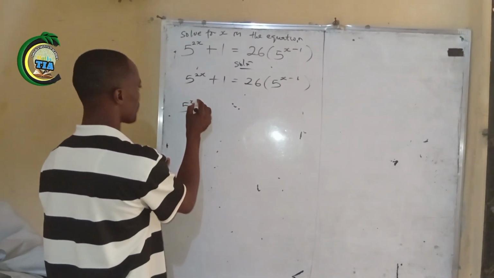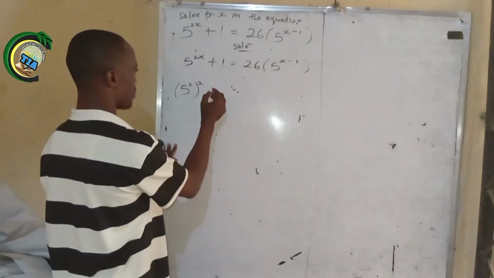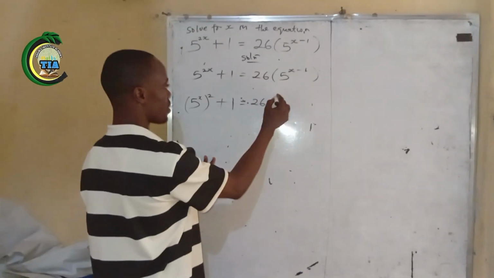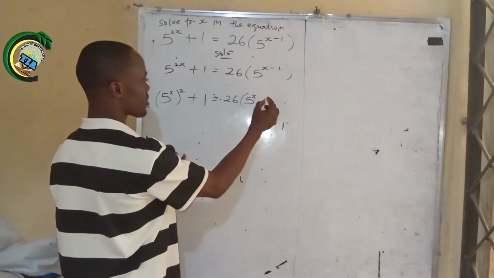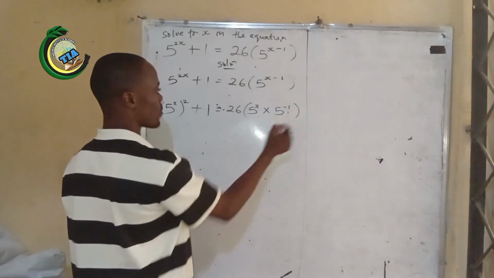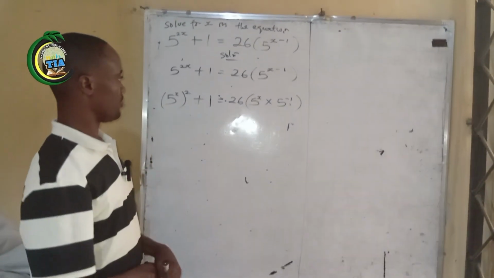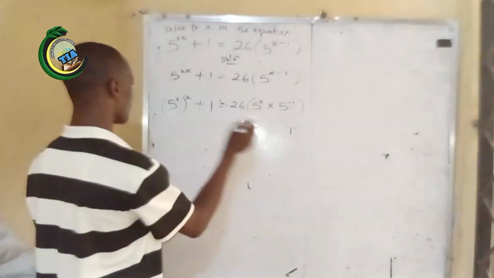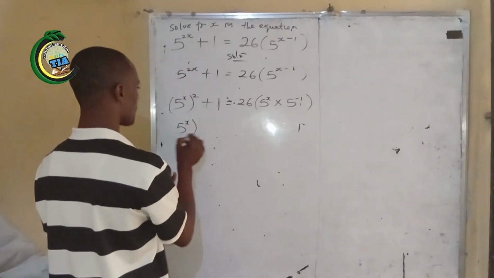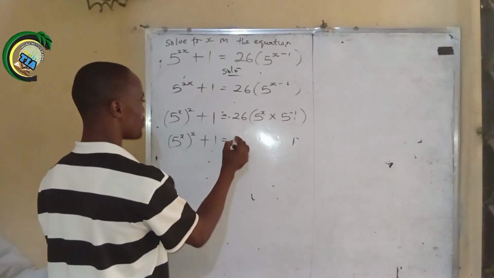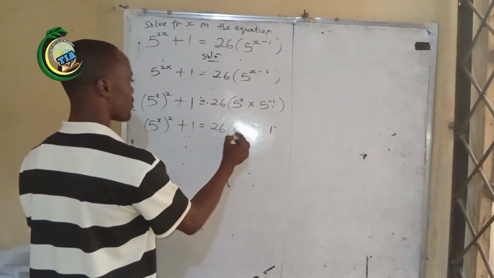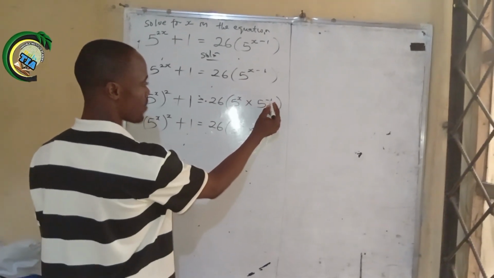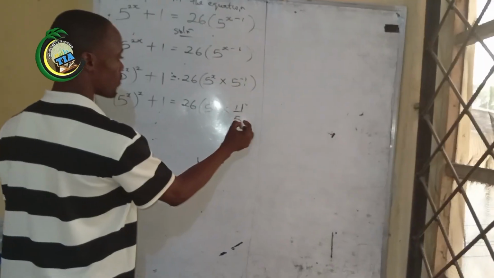5 raised to power x all raised to power 2 plus 1 is equal to 26 in bracket 5 raised to power x times 5 raised to power minus 1. Okay, so since we have done this, the next thing we do is 5 raised to power x all raised to power 2 plus 1 is equal to 26 in bracket 5 raised to power x times what? Recall that 5 raised to power minus 1 is what?